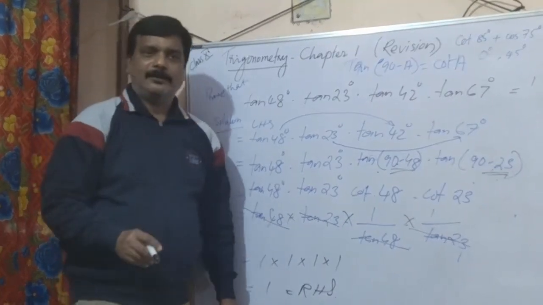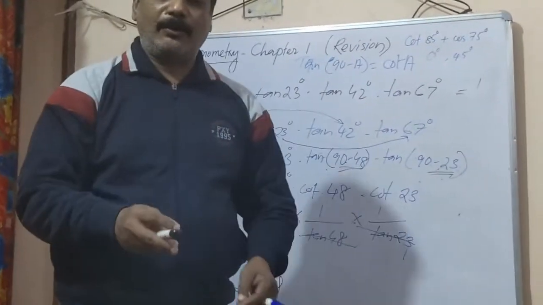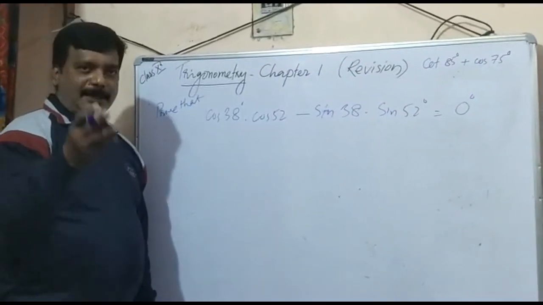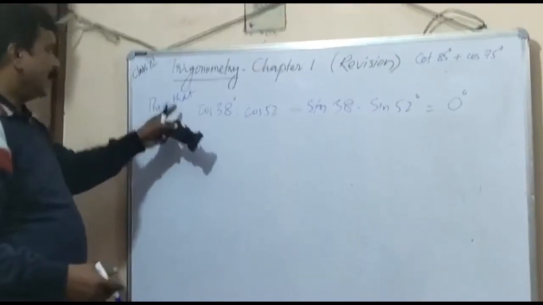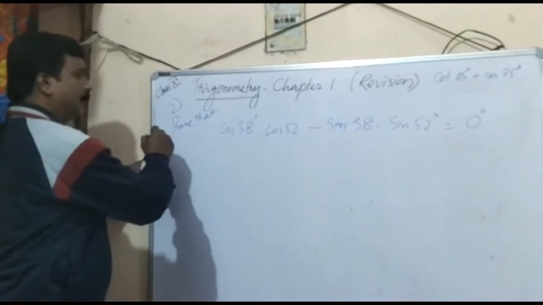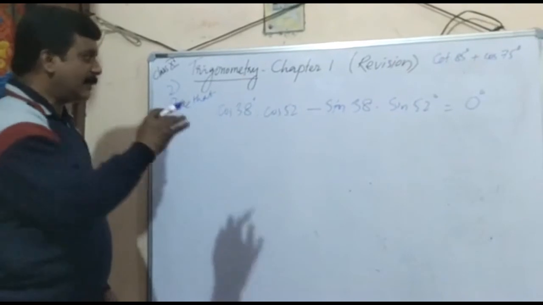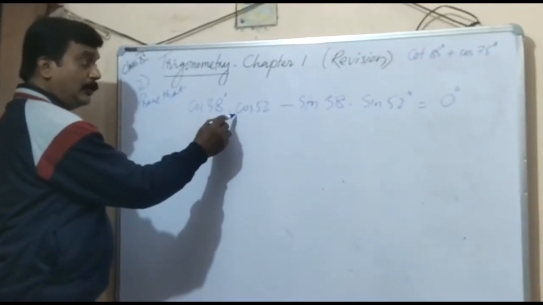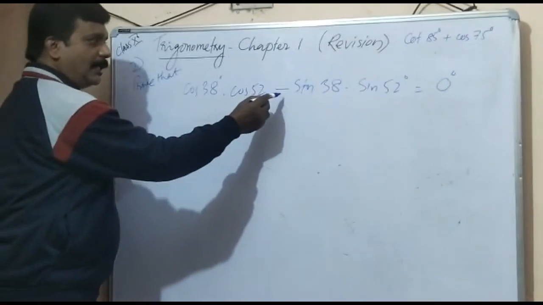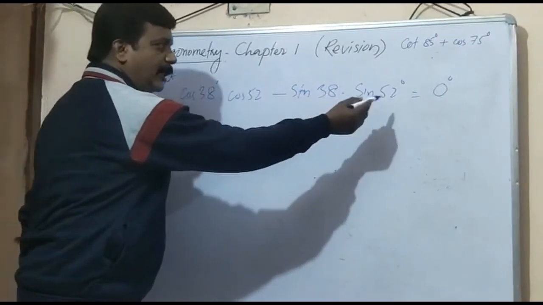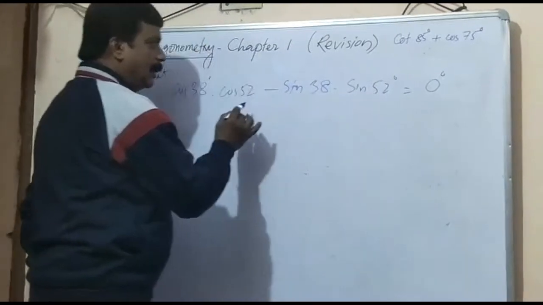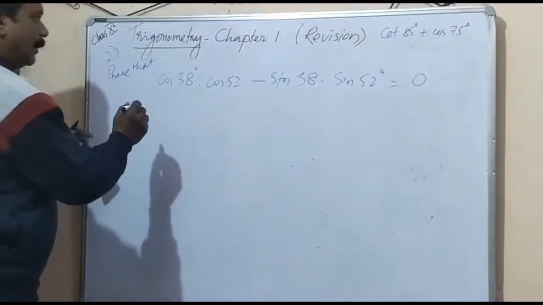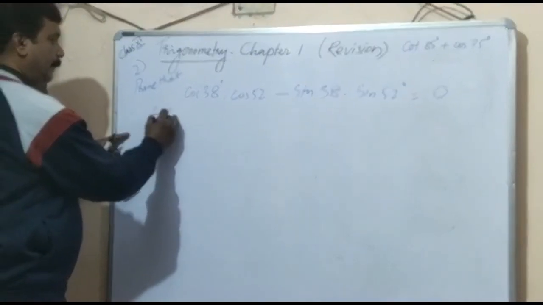One more question. Just one more question, then I will conclude the class. Let us come back once again. The second question that I am going to explain is this: cos 38 into cos 52 minus sin 38 into sin 52 equal to 0. Not 0 degree, actually 0. Well, let us start with the left hand side.